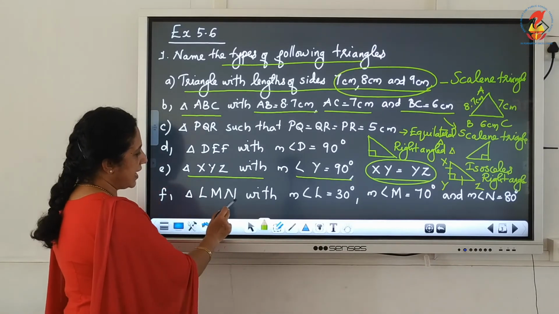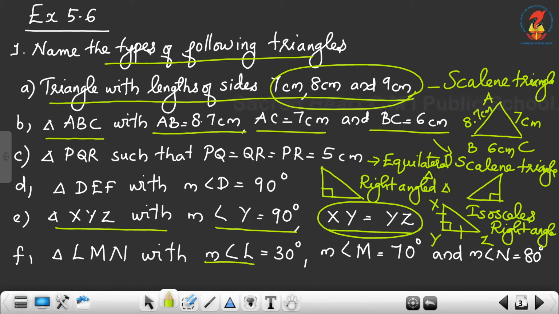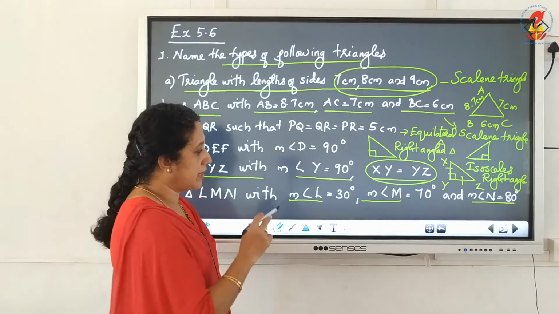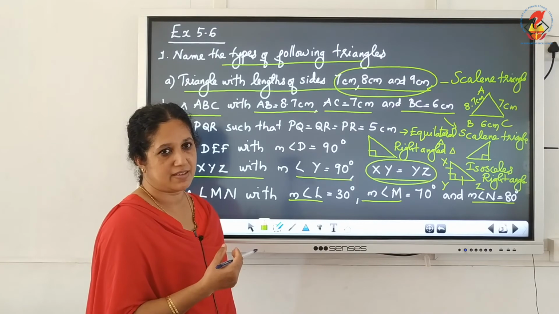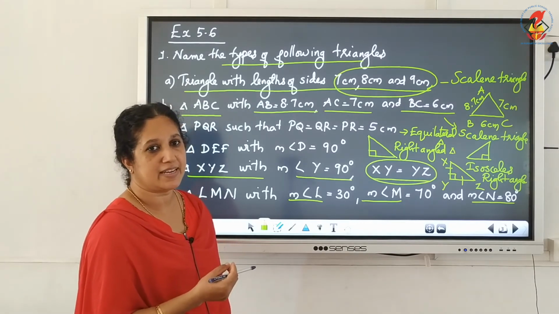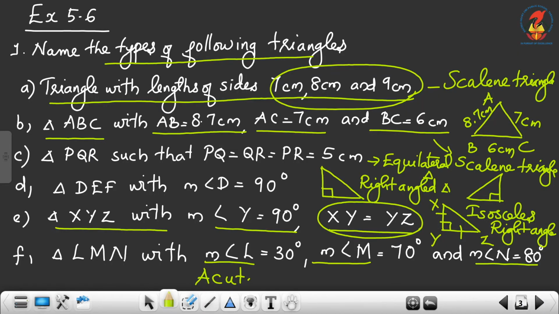Now, next, triangle LMN with measure of angle L. M stands for measure. Measure of angle L 30 degree, measure of angle M 70 degree and measure of angle N 80 degree. Three angles are given. And what type of angles? These three angles are acute angles. Therefore, the name of the triangle is acute angle triangle. So, three angles are given and all the three angles are acute angles. So, the name of the triangle is acute angle triangle.